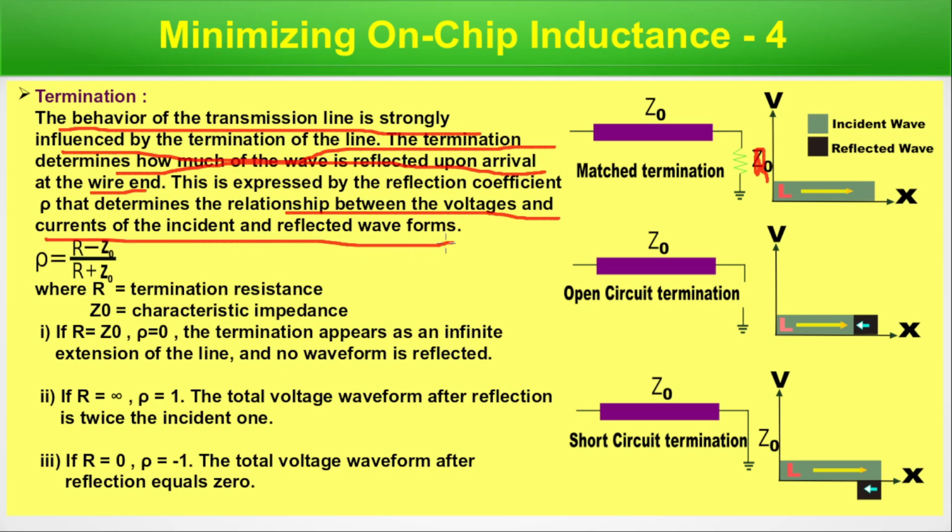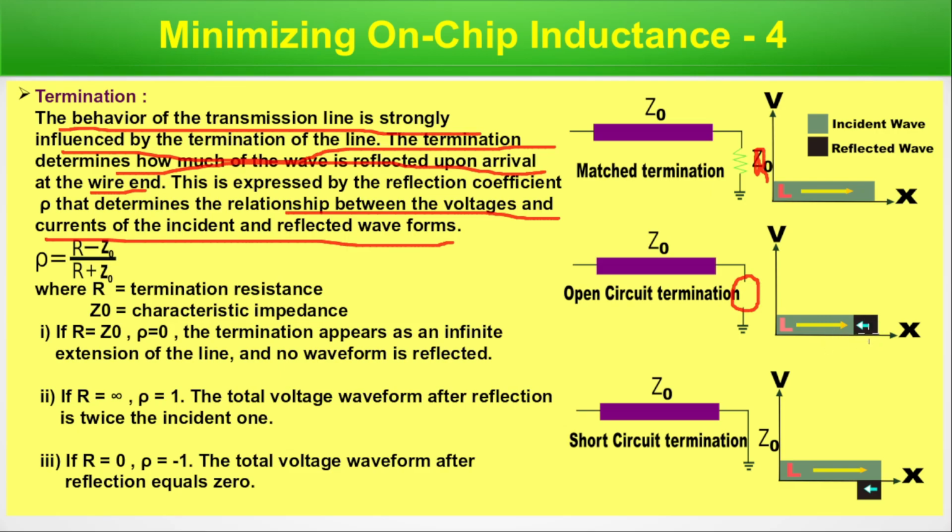Rho equals (R minus Z0) over (R plus Z0), where R is the termination resistance and Z0 is the characteristic impedance. So if R equals Z0, that is, the transmission line is terminated with the characteristic impedance, rho becomes 0. That means no part of the incident wave is reflected back. That's a perfectly matched termination. And when R is much greater than the characteristic impedance, rho becomes 1. So the circuit will behave like an open circuit termination. The whole wave is returned.